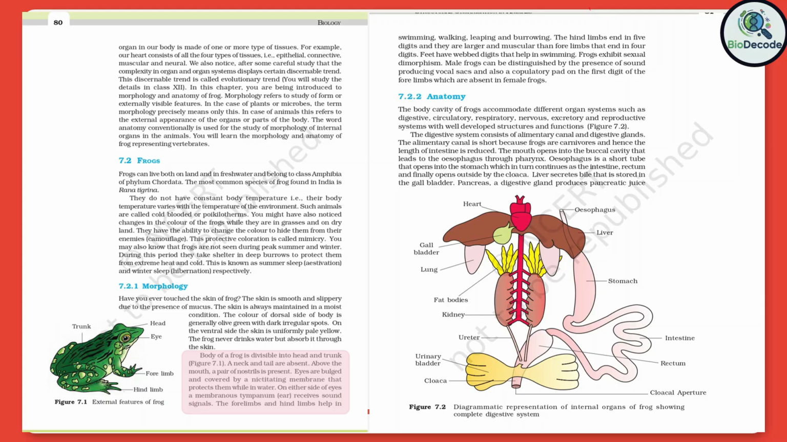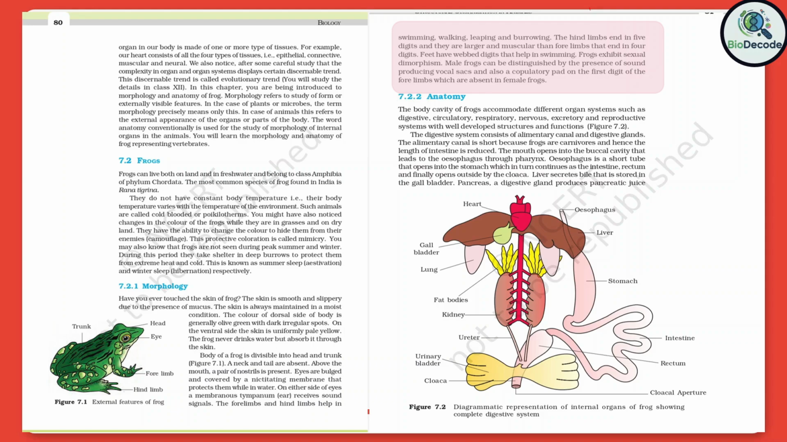Eyes are bulged and covered by a nictitating membrane that protects them while in water. On either side of the eyes, a membranous tympanum ear receives sound signals. The forelimbs and hind limbs help in swimming, walking, leaping, and burrowing. The hind limbs end in 5 digits, and they are larger and more muscular than the forelimbs that end in 4 digits. Feet have webbed digits that help in swimming.